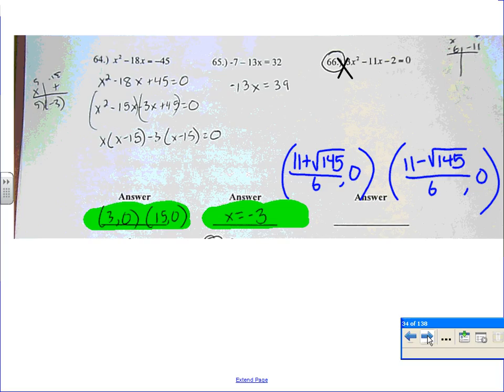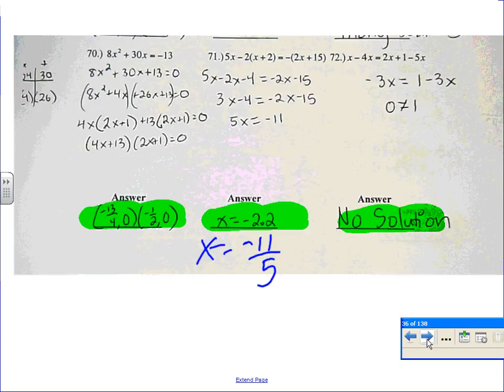72. 72 is no solution. 69 is many solutions. 72 is no solution. 69 is many solutions.